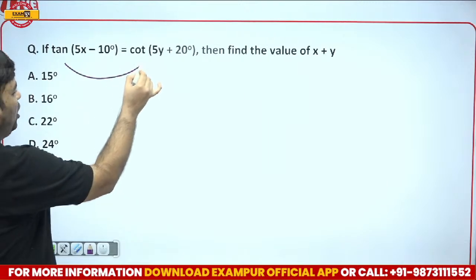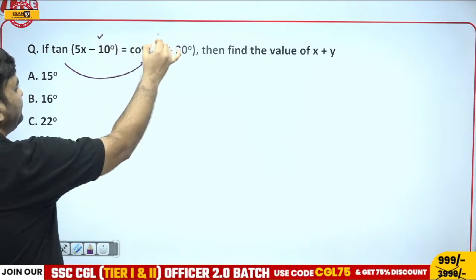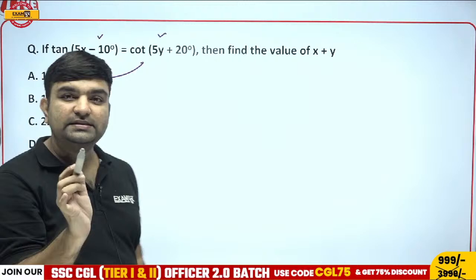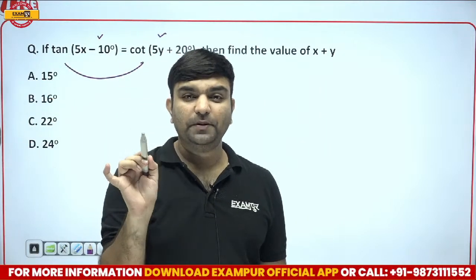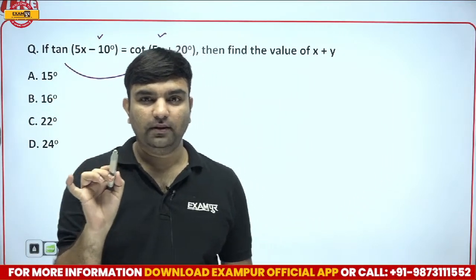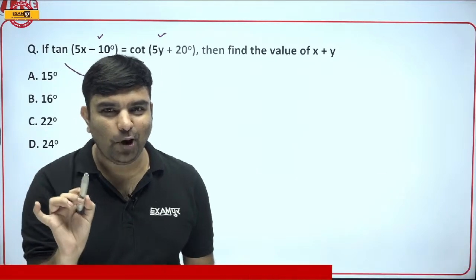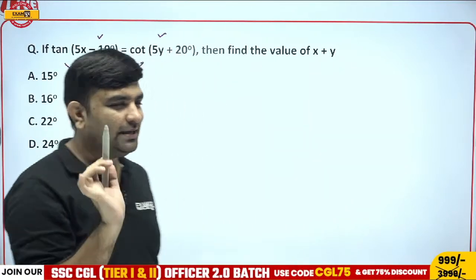Tan is equal to cot means angles are complementary. If tan is equal to cot, this 100% means angles are complementary.